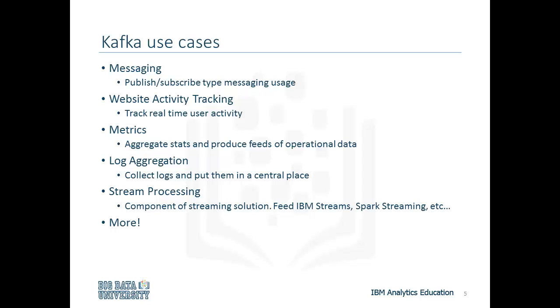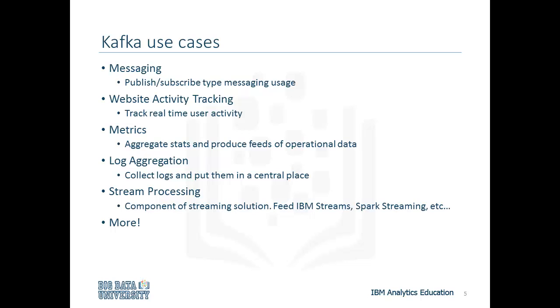Metrics. Kafka can be used for operational monitoring data. This involves aggregating statistics from distributed applications to produce centralized feeds of operational data. Log aggregation. Kafka can be used as a replacement for a log aggregation solution such as Apache Flume. Log aggregation is the process of collecting physical log files off of servers and putting them in a central place, such as HDFS, for processing.